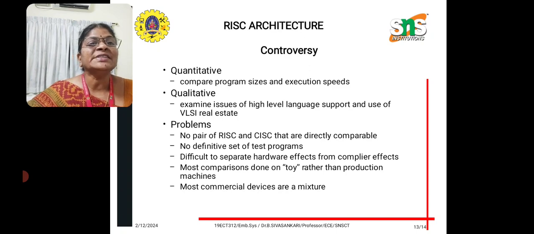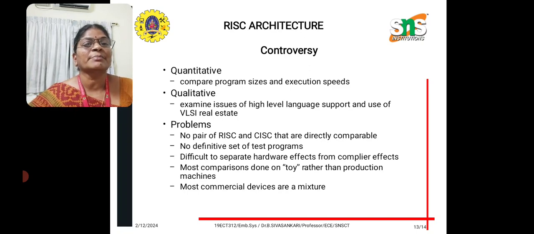And the controversy here is quantitative and qualitative. Quantitative: compare program sizes and execution speeds. Qualitative: examine issues of high-level language support and use of VLSI real estate. And the problem here is that no pair of RISC and CISC are directly comparable.